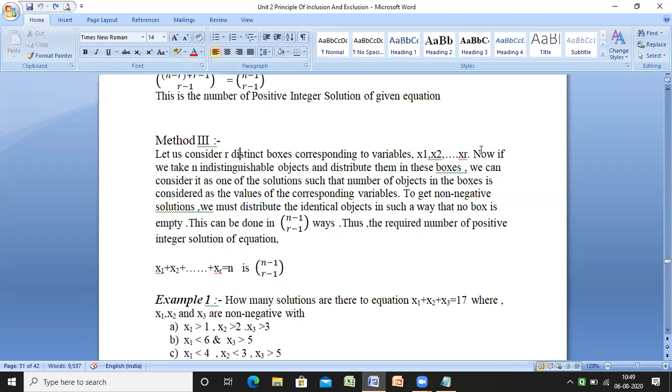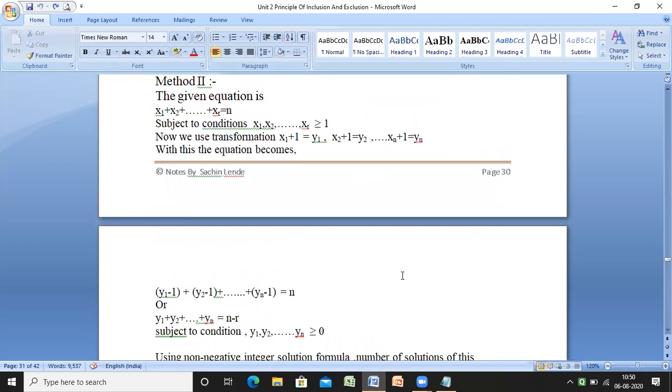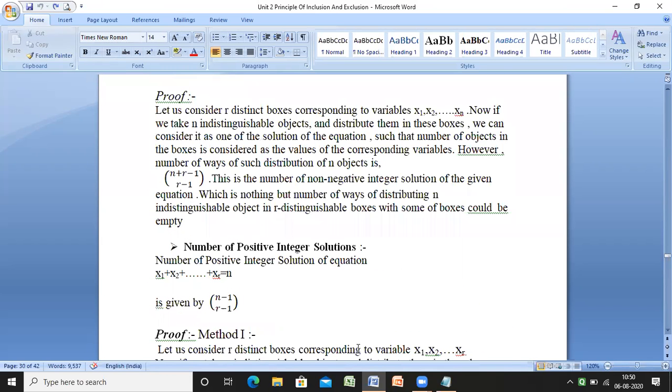To get the positive solution, we must distribute the identical objects so that no box is empty. There may be chances of getting some empty boxes in the non-negative integer solution, but here we don't want any box to be empty. In this way we can do it in C(n minus 1, r minus 1) ways, and this is the solution we get. This is the theorem related to the non-negative integer solution as well as the positive integer solution.